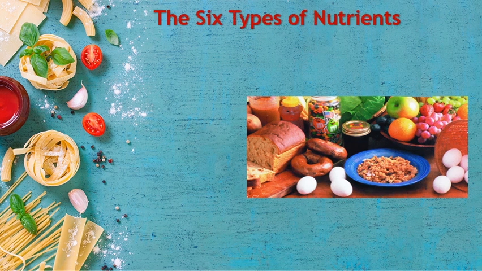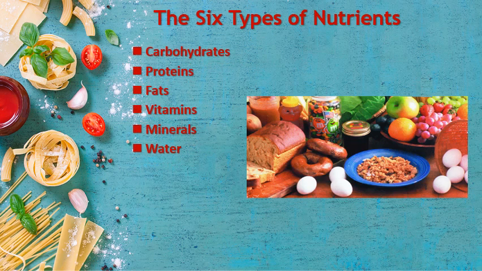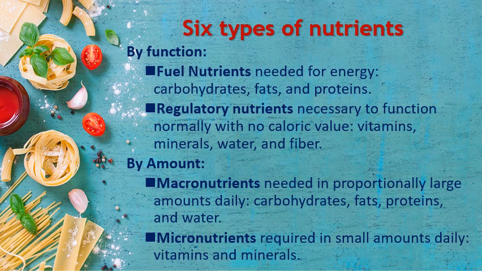There are 6 types of nutrients. Food nourishes the body with more than 45 different nutrients. These nutrients are grouped into 6 categories: carbohydrates, proteins, fats, vitamins, minerals, and water. Eating a variety of foods to provide these nutrients is essential to good health. These 6 types of nutrients can be classified according to function and according to amount.